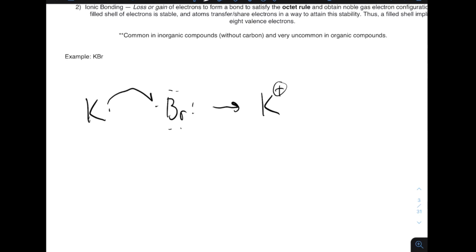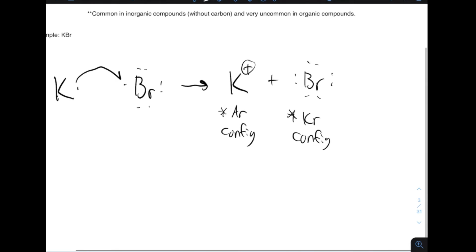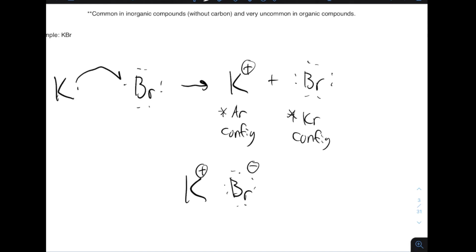So potassium is now charged and has argon configuration, and bromine now has 8 electrons, so its octet is satisfied, and it has a krypton configuration, right? So both of these have their octet satisfied, they both have that noble gas configuration, so they are happy. Typically the way that we portray an ionic bond is not like this with a plus sign, but rather just like this, with the atoms next to each other and their charges on display. I'll talk a little bit more about formal charge in a couple slides here, but hopefully that is something that you are familiar with. And yes, this is an ionic bond.